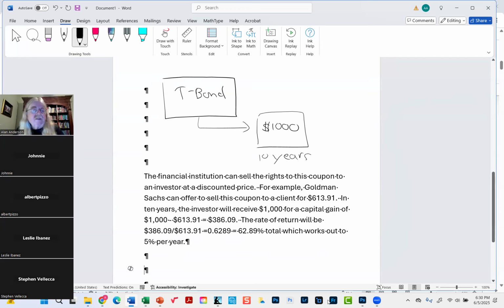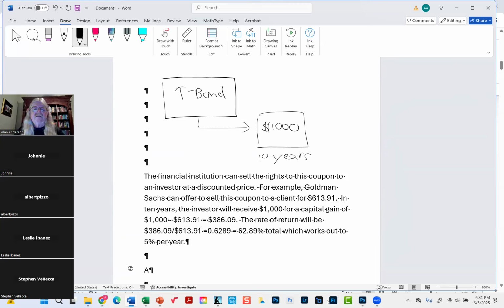Now, here's the genius of this. That 5% is locked in. I don't have any coupons to reinvest. It doesn't matter what the future direction of interest rates is. This is a done deal. It's guaranteed. And here's an even better aspect to all this. Even if this financial institution goes out of business, the Treasury has a record of this bond and it knows that this payment belongs to this particular investor. So that means there's no credit risk either.